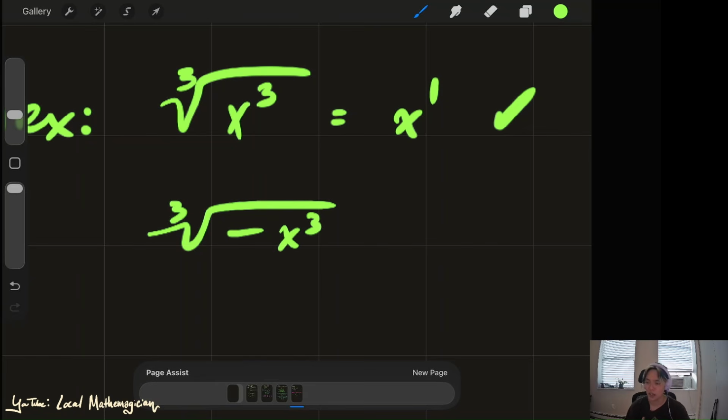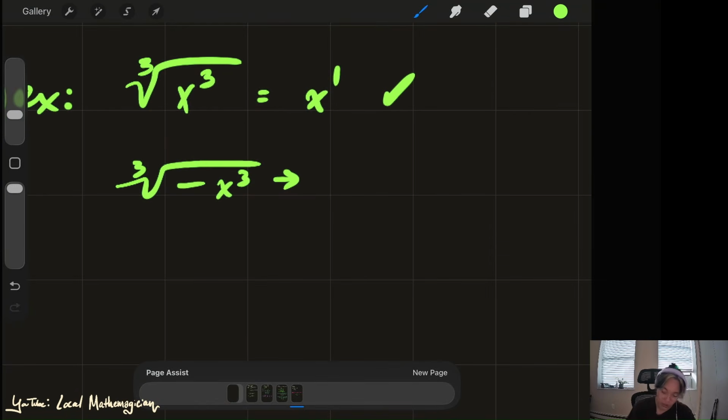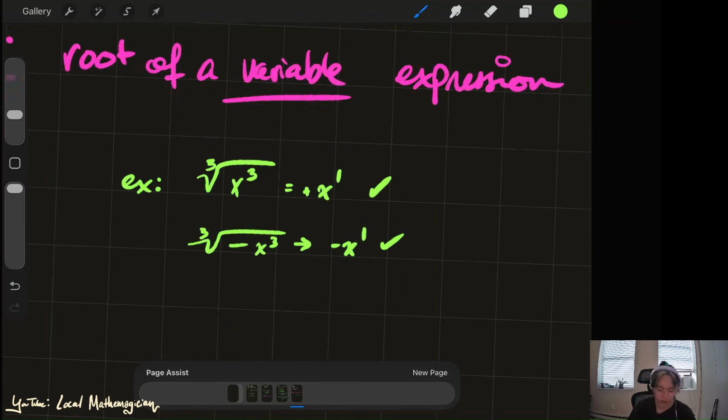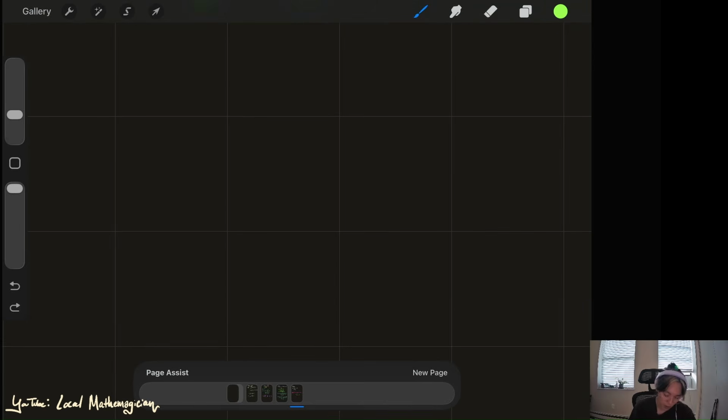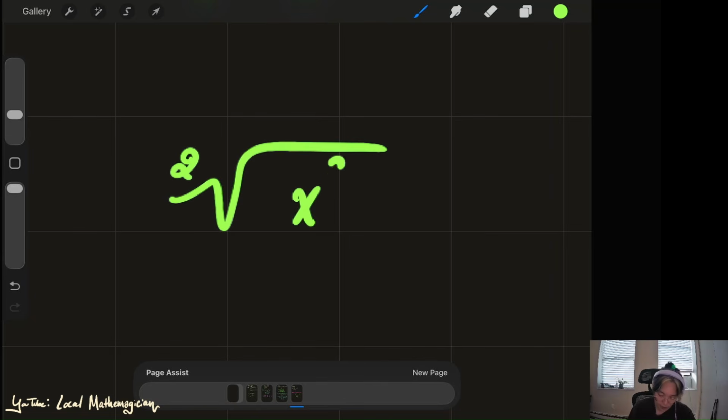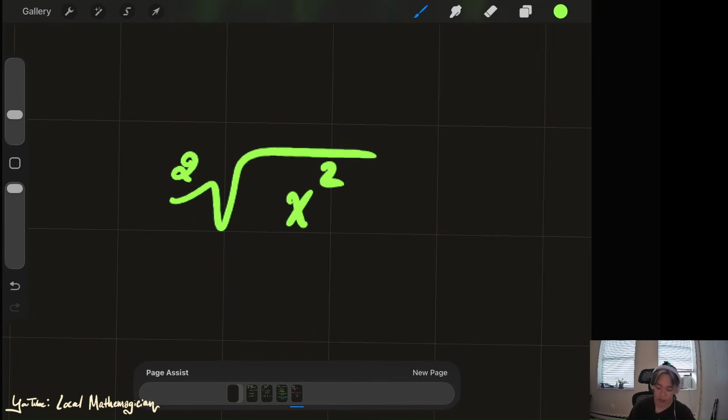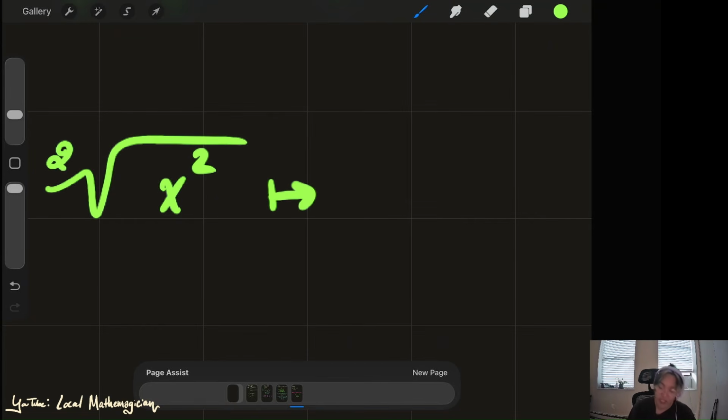That is to say, what to the power of 3 gives you negative x cubed? Your solution should be negative x to the first. No problem here. If I put a positive sign, that's fine too, for that first one. But suppose I give you, what is the square root of x squared? What you want is the principal root. You want the positive root, okay?